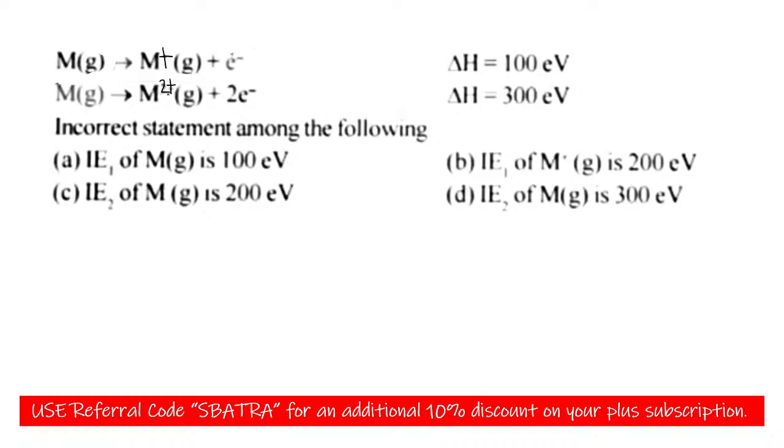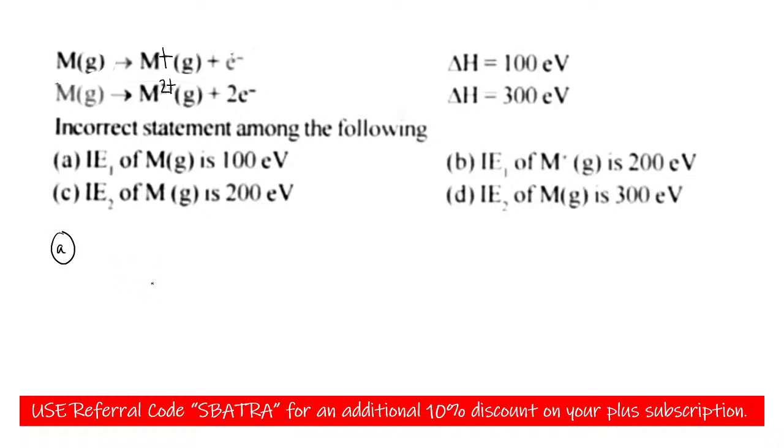Alright, fine. So let's solve this question. So the question is M gas going to M positive gas plus an electron, with this value. So IE1 is basically this value. Okay, this is your second equation given. Now we have to find the incorrect statements among the following, okay? Let's go with the first statement and verify.